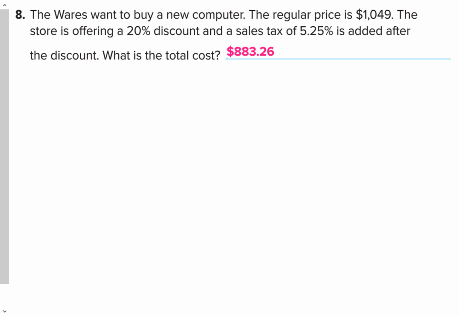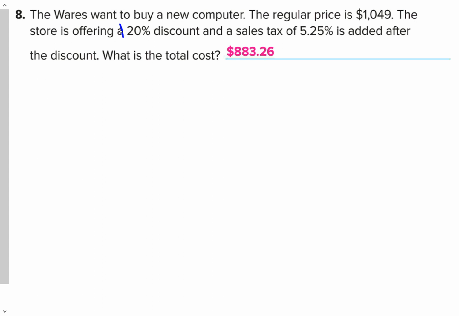All right, here's number 8. The Wares want to buy a new computer. The regular price is $1,049. The store is offering a 20% discount, and a sales tax of 5.25% is added after the discount. What is the total cost? So again, we have to do our discount first, and then we're going to do our sales tax.